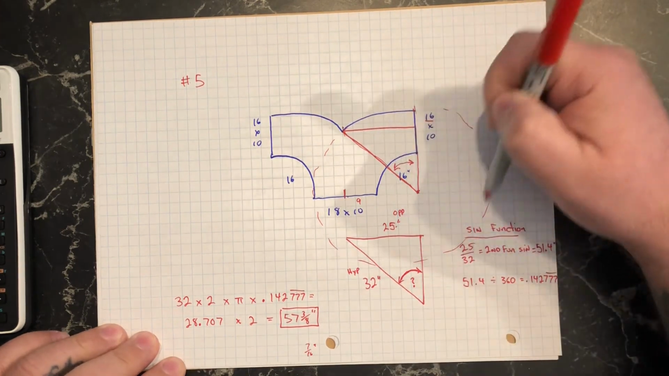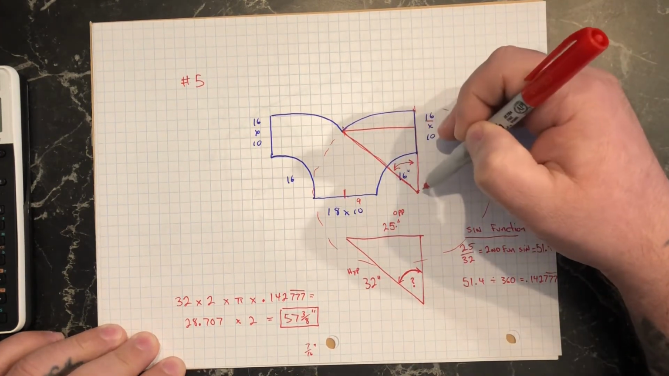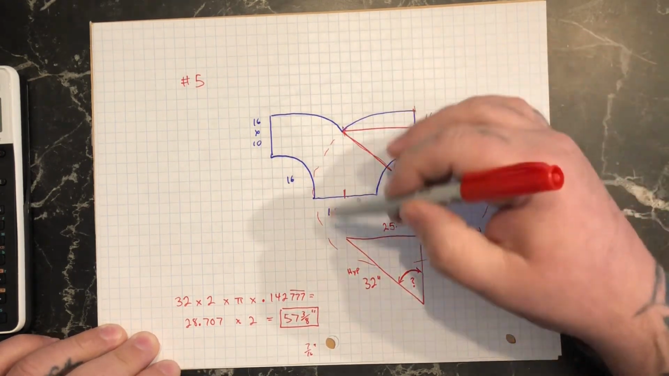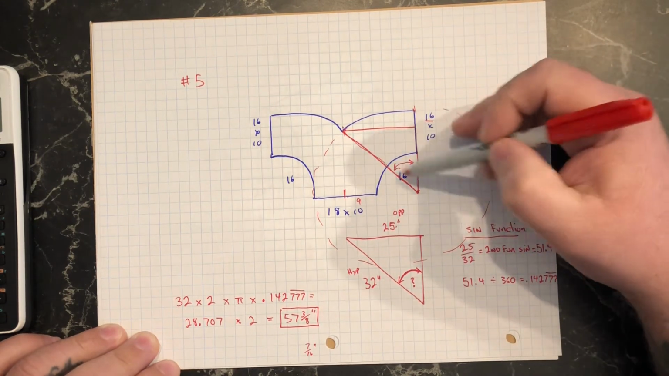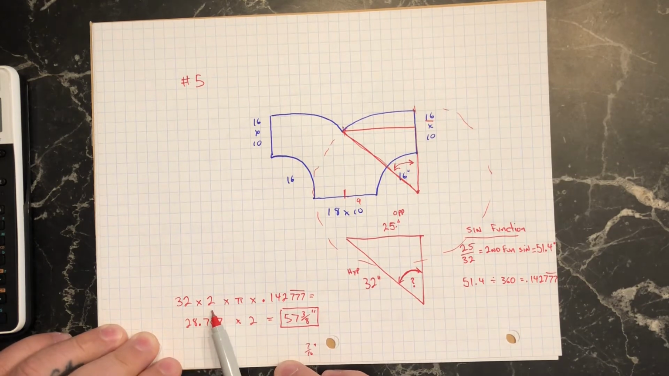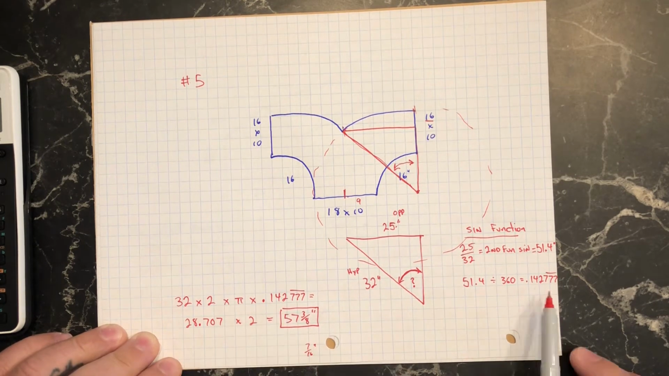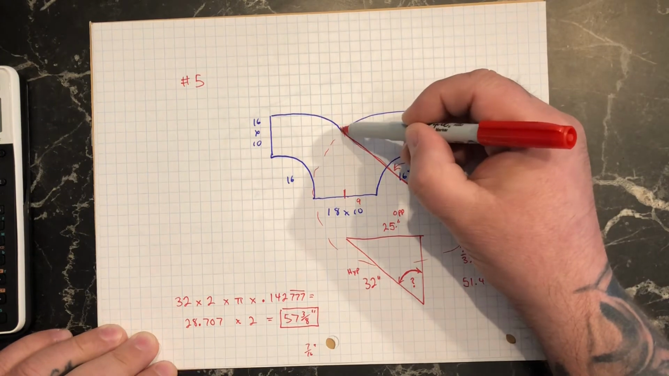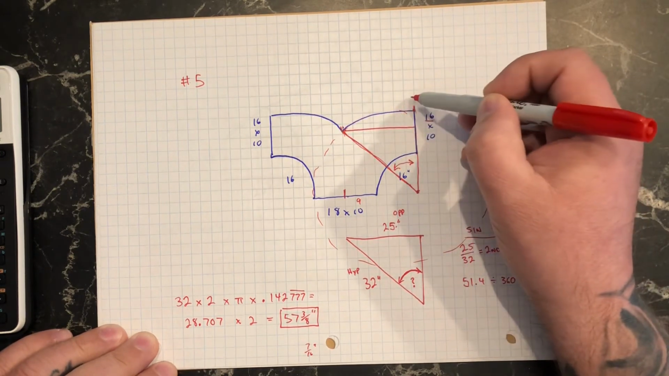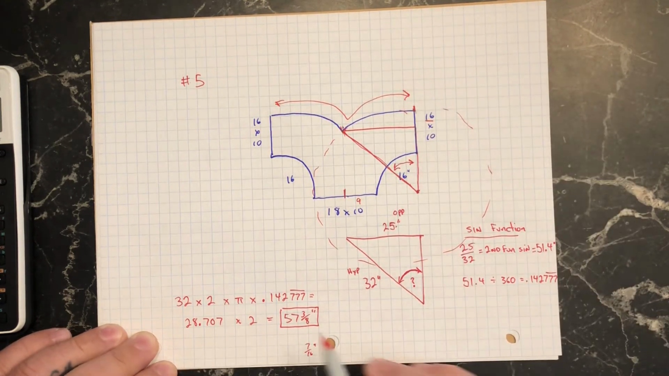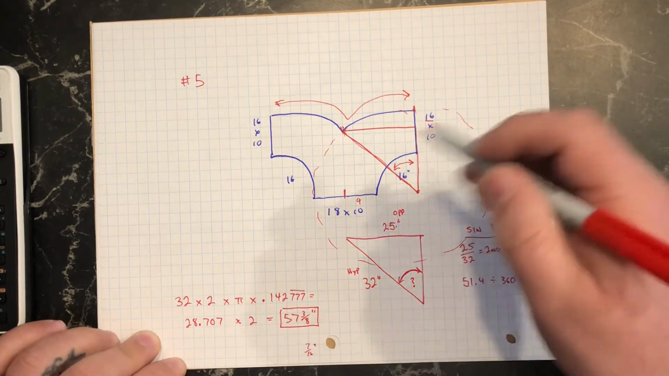Now the radius of this circle is 32 inches, right? Because that's the hypotenuse from here to here is the very center of that circle. I want to know what the circumference is, so I have to multiply that by 2. Right here, 32 times 2 times pi times this decimal that I found here is going to give me 28.707. But that's just giving me this portion right here. I want to know what the total length is from here to here. So I have to multiply it by 2, which gives me 57 3/8.